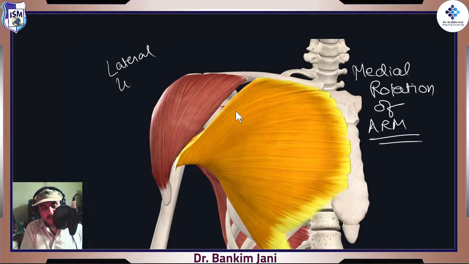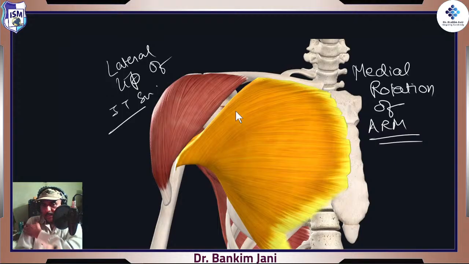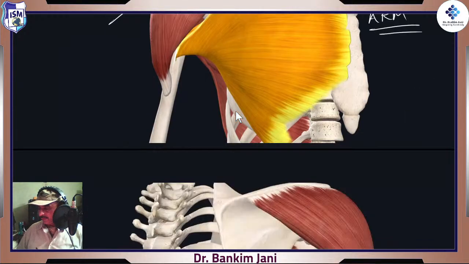of the arm. Why does it give medial rotation? Because it is attached on the lateral lip of the intertubercular sulcus. So obviously it is connected out, and when it contracts, it will take the hand in, it will rotate in, because it is connected on the lateral side. So that's the second function. First we learned adduction, second is the medial rotation.